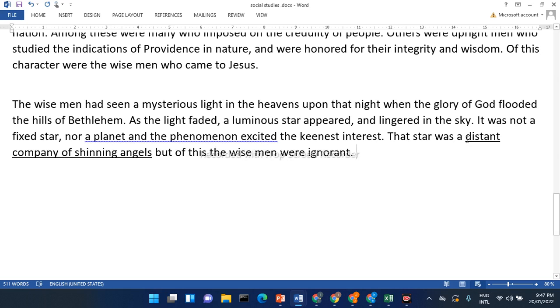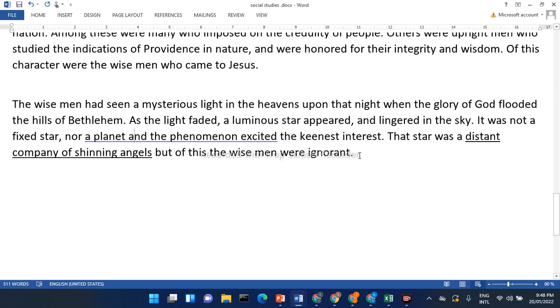And that also goes to show that, when it came to Christ's birth, all heaven was interested in the birth of Christ. And it would make sense, because this is the birth of the Son of God, right? And the angels, they were excited. Heaven was excited. And of course, the angels had an integral role in this as well. So the angels were there and they showed their presence, and that shone like a star. It glowed like a star, but it was not a fixed star, nor was it a planet. It was actually a distant company of shining angels.